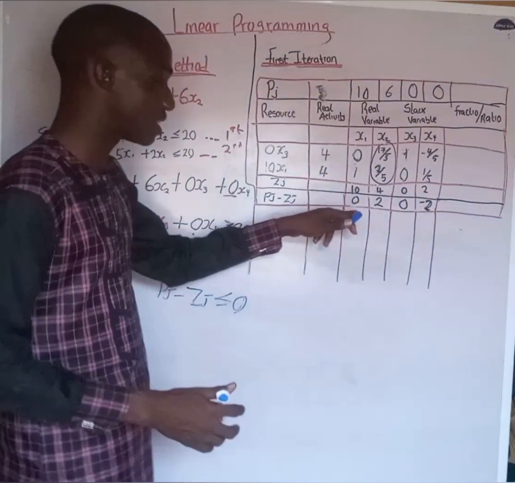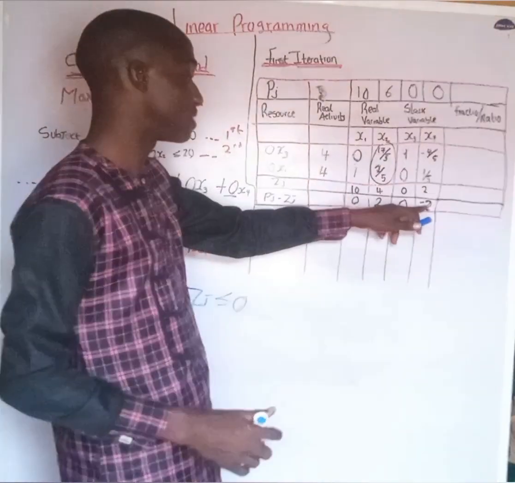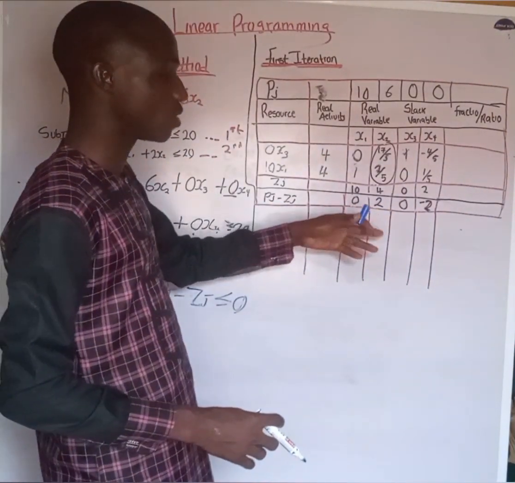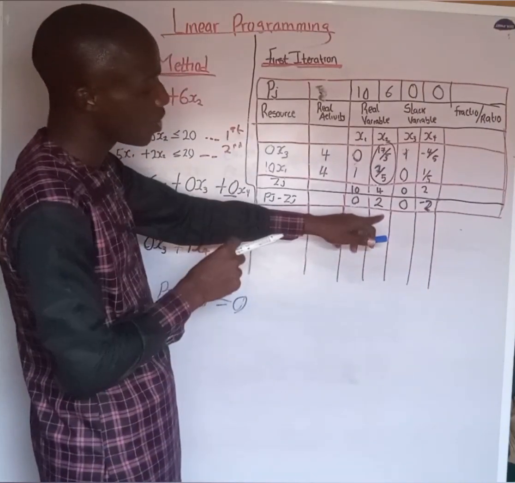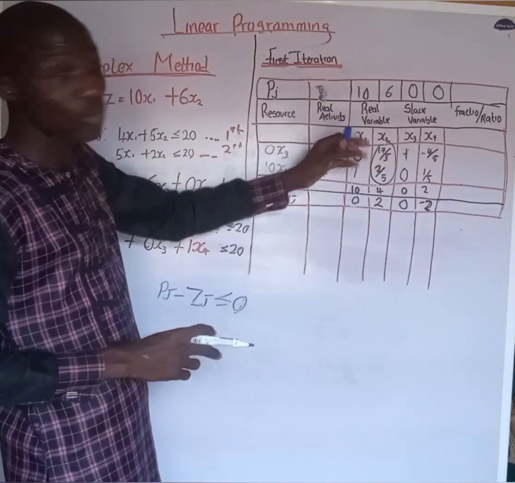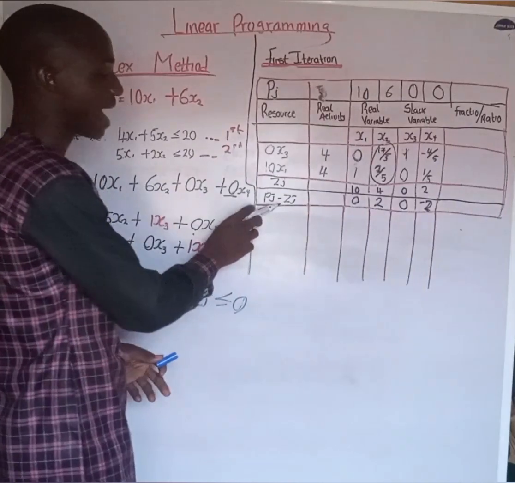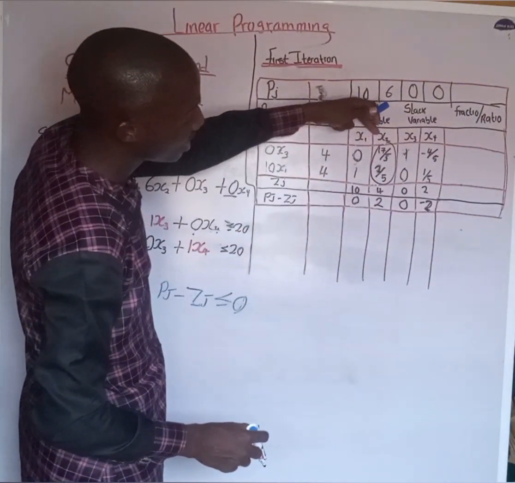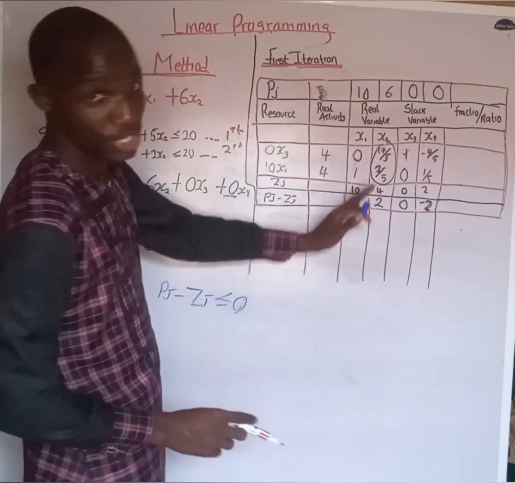But the values here, if you look, I have 0 here, I have positive 2 here, I have 0 here, I have negative 2 here. Therefore, I still have a positive value that is greater than 0 here, which is 2. Since 2 is the value that is greater than 0, my key column will be this column, because the highest value of Pj minus Zj is 2. So my key column is x2, this column, that is 17/5 and 2/5. That is my key column.